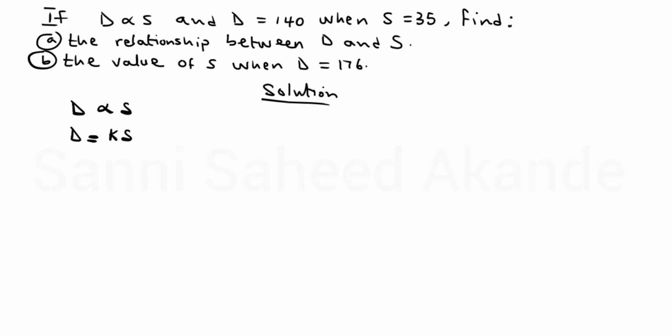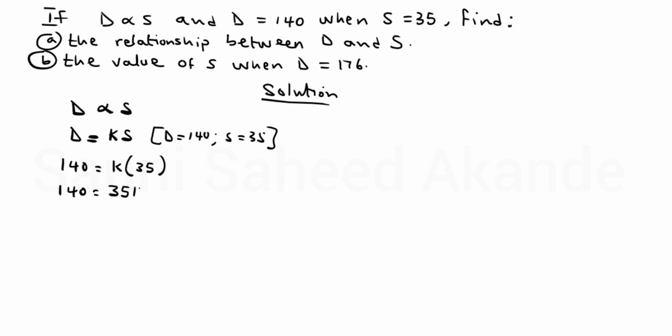Now we have been given that d is equal to 140 and s is equal to 35. Okay, so let's plug it in. So d is equal to 140 equal to k times s, and s is equal to 35. So that we have 140 equal to k times 35, which is 35k. So dividing both sides by 35, we have k equal to 140 divided by 35. Is that understood? So when you divide this, you are going to have your k equal to 4. Right, so that's the value of k.